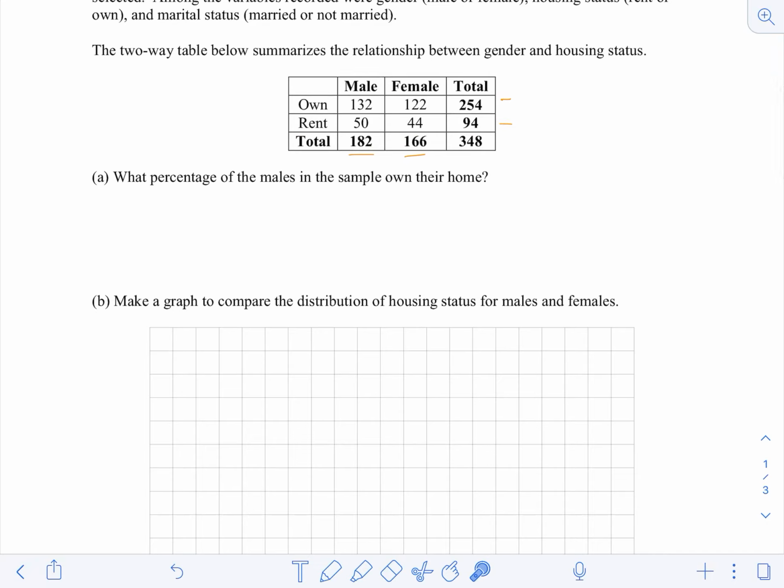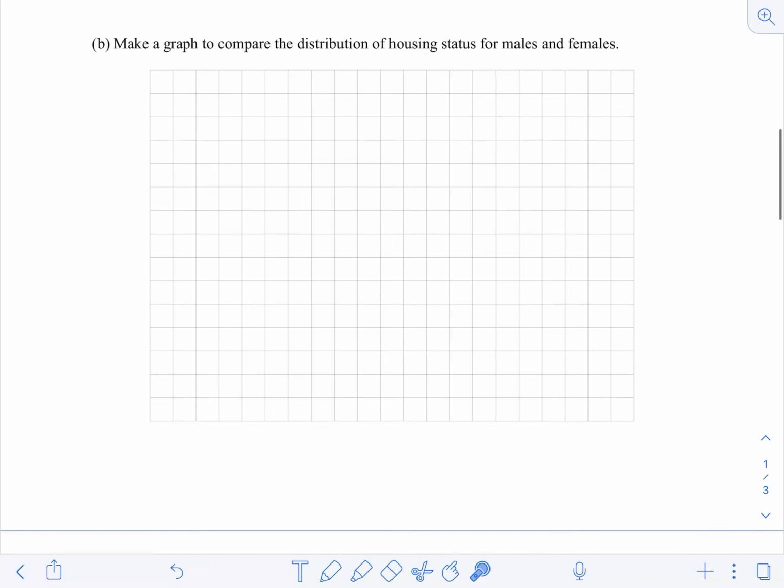What percentage of males in the sample own their own home? Oh, that's a percentage of males. That's a simple conditional distribution problem, and it shouldn't take too long. Then make a graph to compare the distribution of housing status for males and females. Well, this one we're going to want to make a graph, so we've got to determine what kind of graph to make.